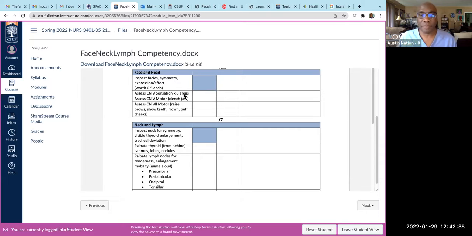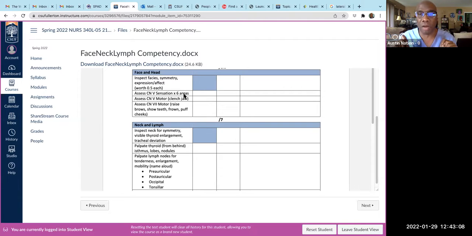Cranial nerve 7, raise brows. Can you raise your brow? Are you raising them equal bilaterally, right? Can you show your teeth, which I just did. If you have them clench, you can show your teeth. Is the smile symmetrical? Frown, is the frown symmetrical? And puff your cheeks. Is that also symmetrical?